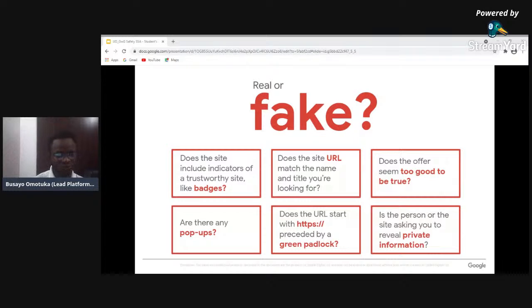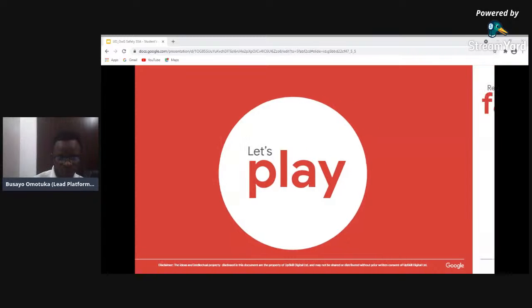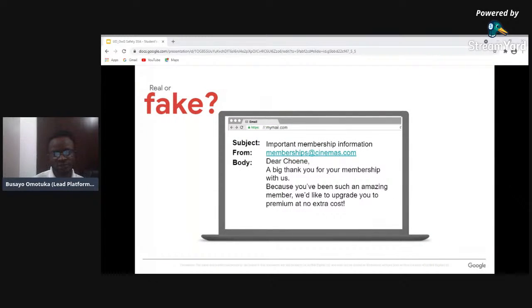So let's go to another game. This is Let's Play. This time around, I'm going to come up with some scenarios, and my audience, I will need you to determine if it is real or fake based on what we've discussed on how to determine a real website or real information. So let's go to the first scenario.